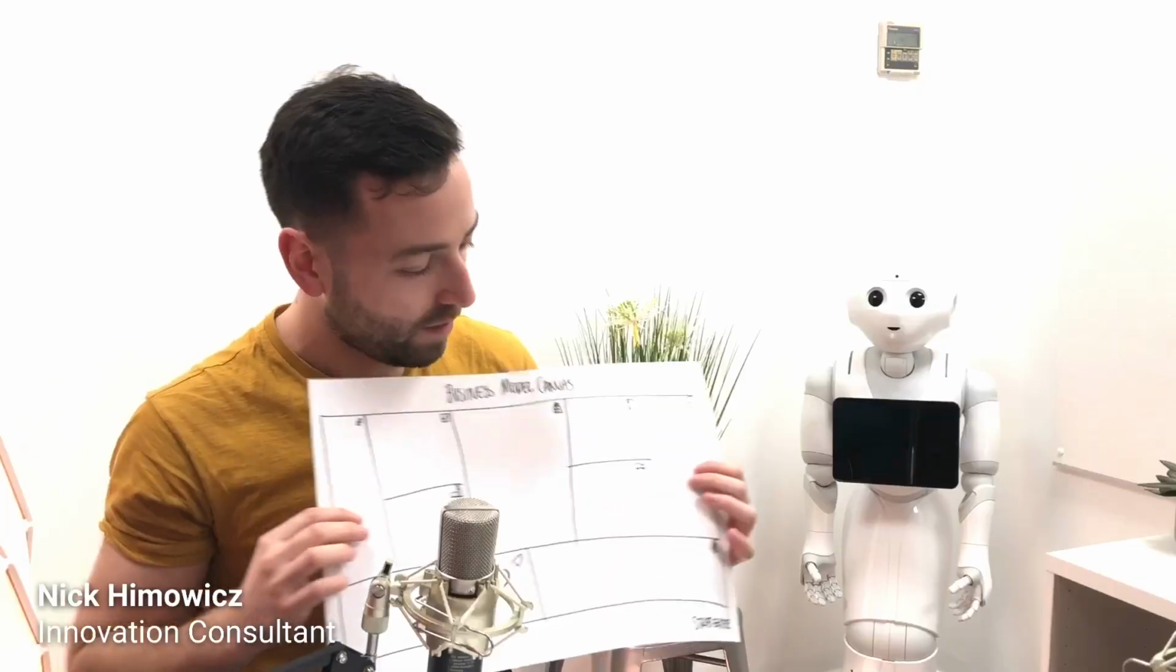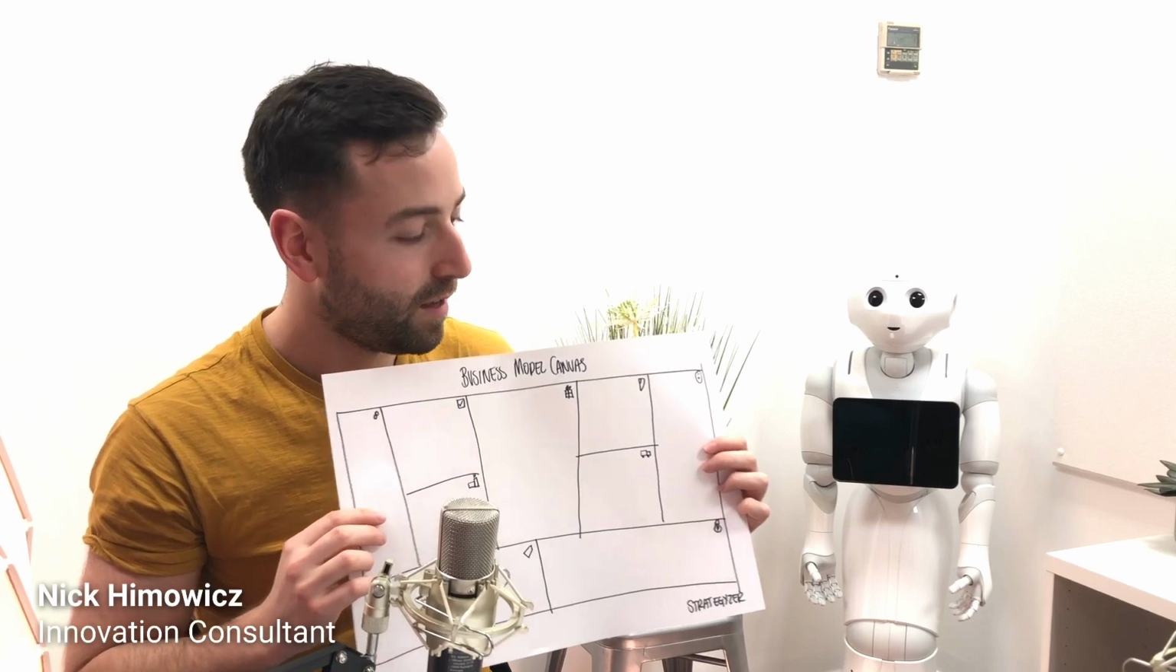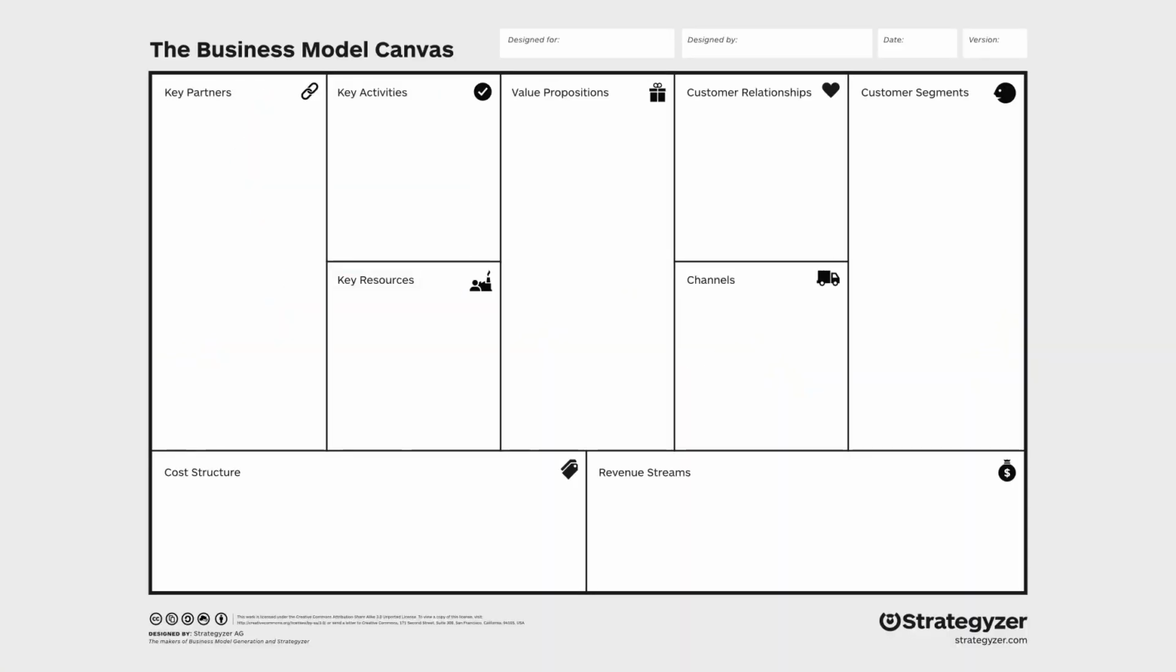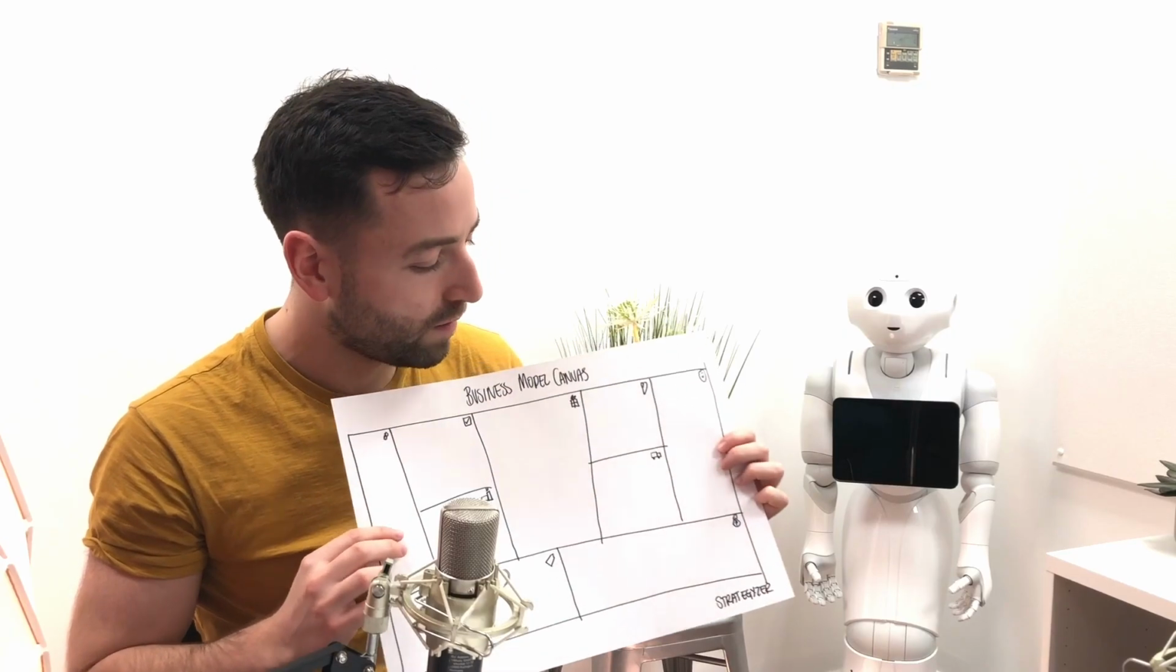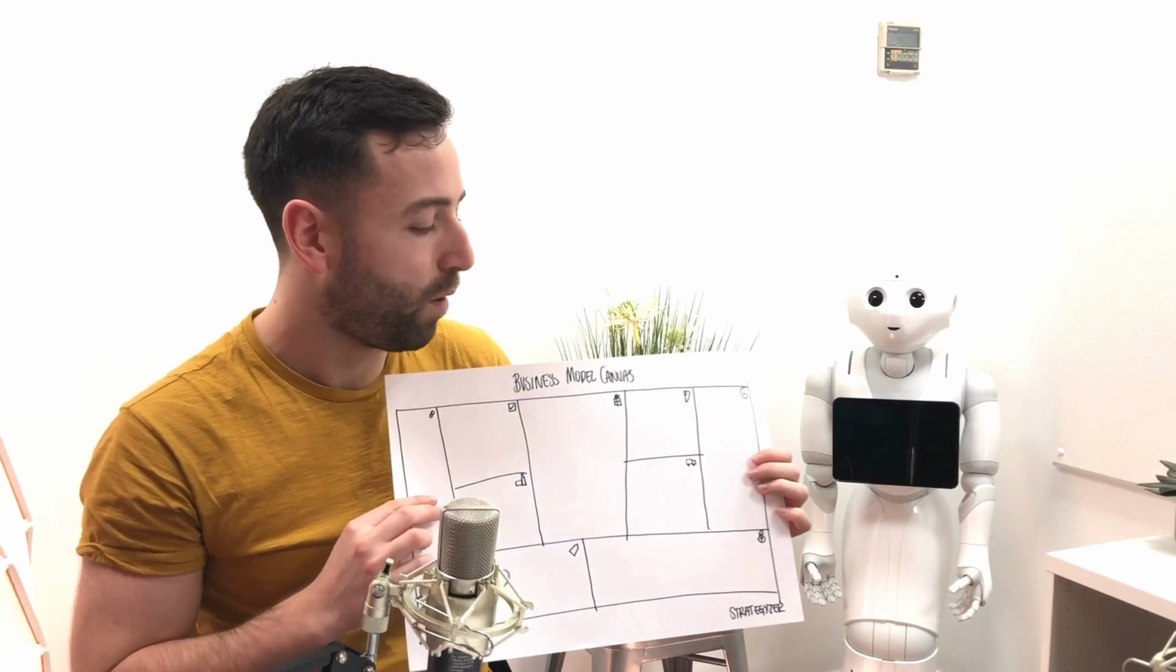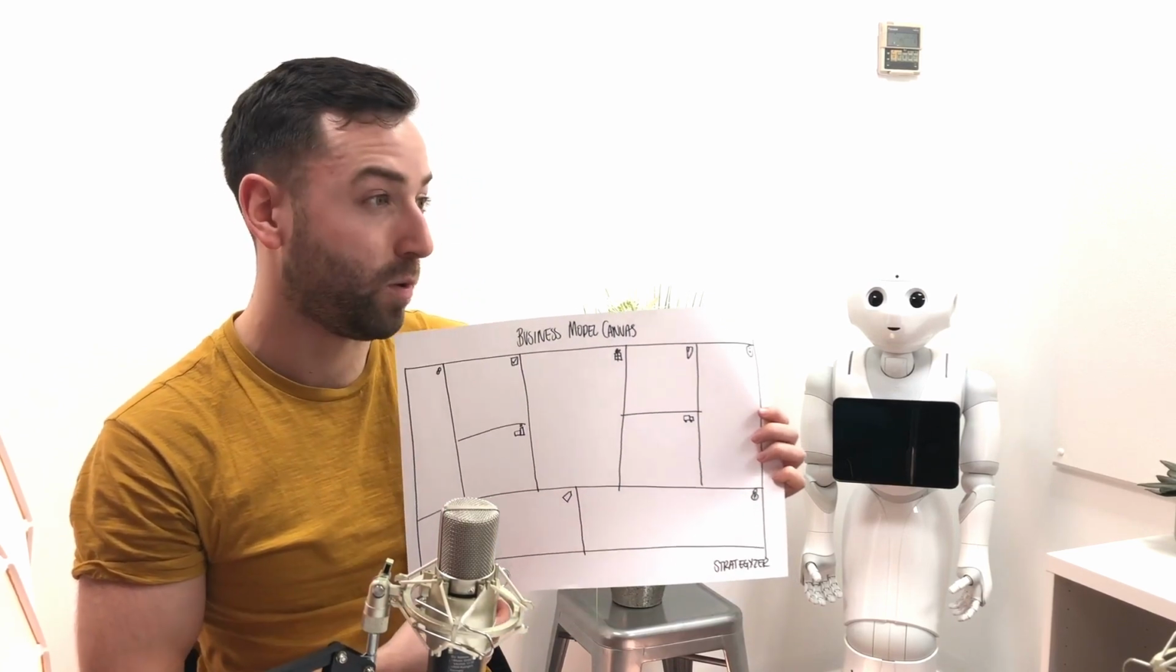Today we're going to cover the business model canvas. Nick, tell us all about it. It looks a bit like this. It's almost like a map of your business. Instead of making a long business plan, which you can do anyway, to start with it's good to create a one-page version and really visualize it.